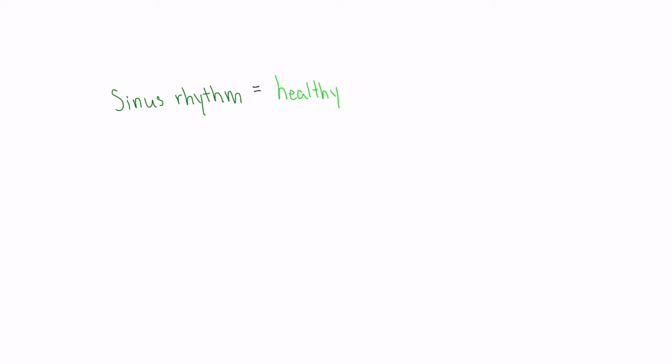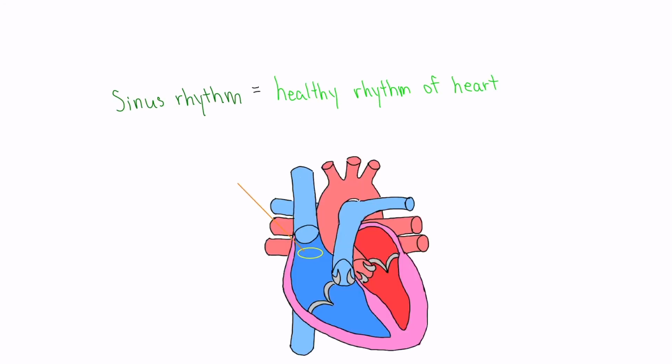Sinus rhythm is the healthier rhythm of the heart and is controlled by the sinoatrial node. The resting rate of a healthy individual is approximately 72 beats per minute, but anything from 60 to 100 is nothing to worry about most of the time.